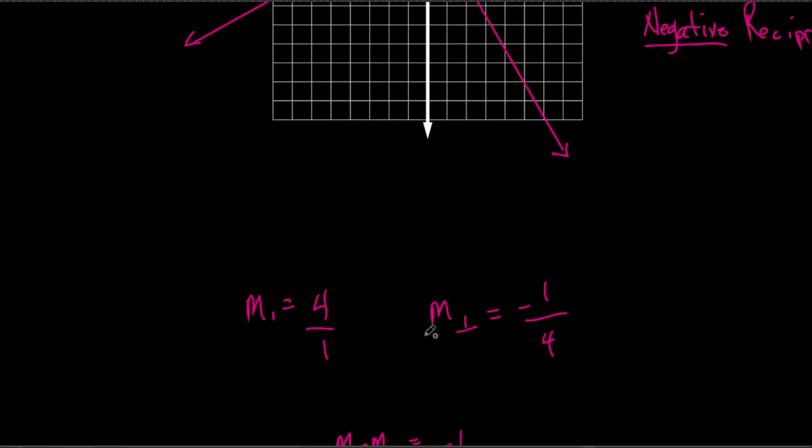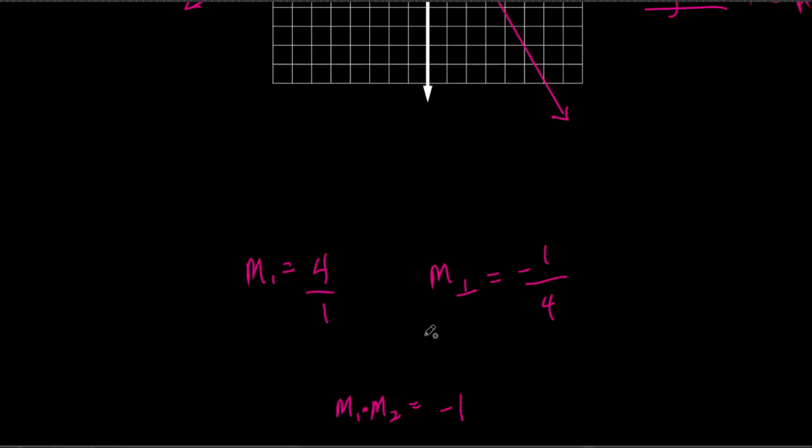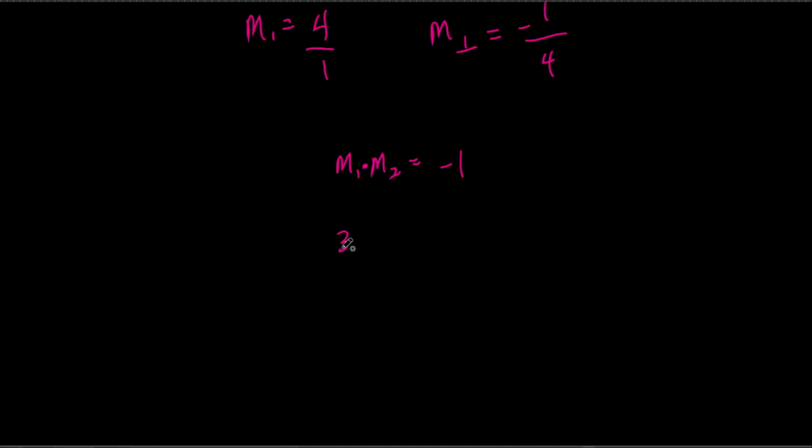Do you remember what the first two slopes were? 3/5 and -5/3. So 3/5 times -5/3. What does that equal if I multiply those together? That cancels out to be a 1, right? So what do I get? I get a -1. So that works, doesn't it?